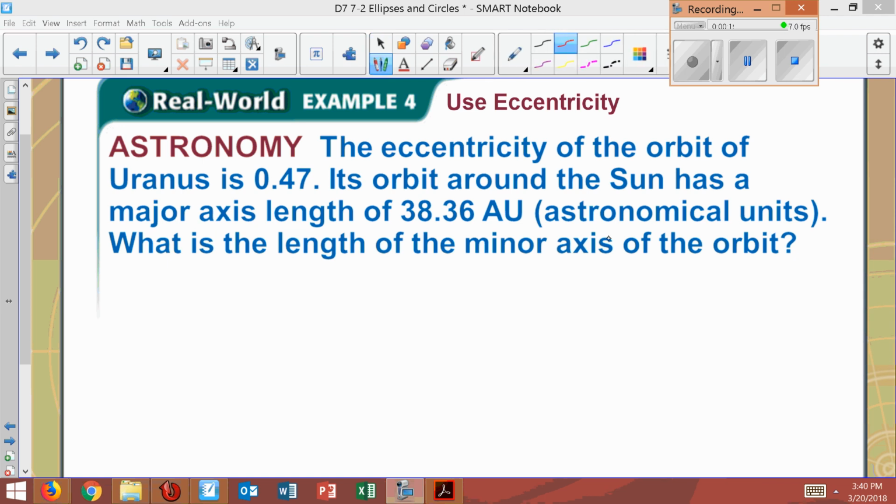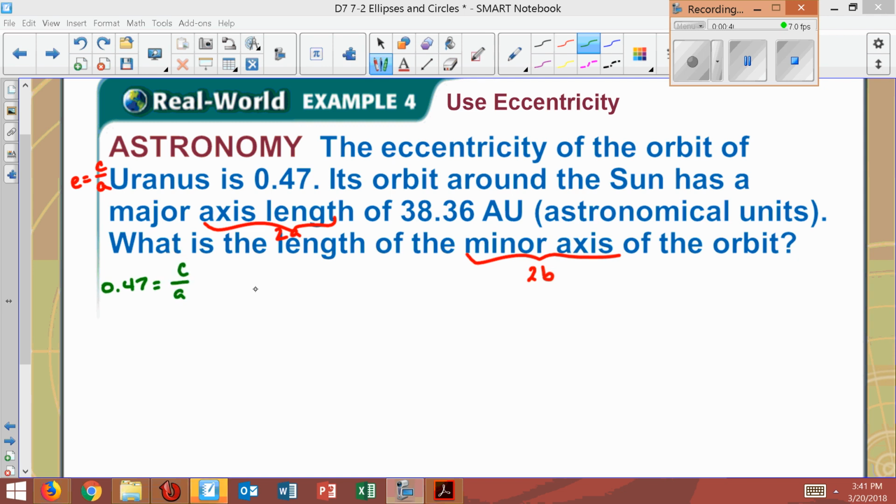Now remember, minor axis is the length from B to B, so this would have a total distance of 2B. This major axis would have the distance 2A. Finally, the eccentricity would be the formula E equals C over A. So what they've given us so far is we know that our E is 0.47, and that's going to equal C over A.